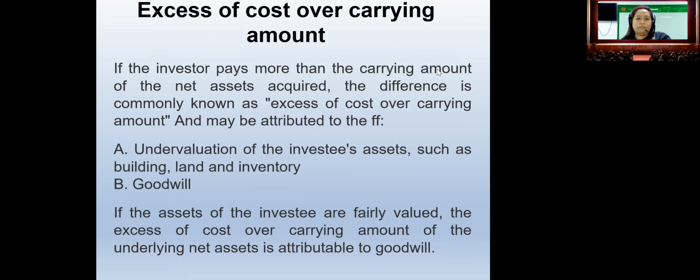Okay? That is a possibility. Pero kung wala namang undervaluation, ibig sabihin lahat ng amount na nandoon sa libro ng ating investee ay proper value, appropriate value, then the excess of cost over the carrying amount is being attributed to goodwill.